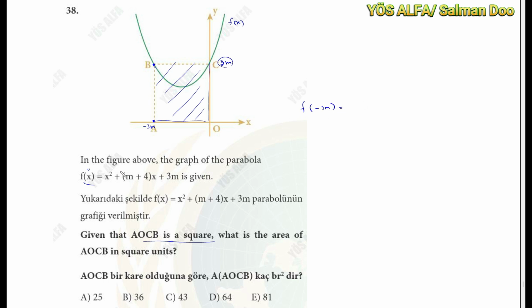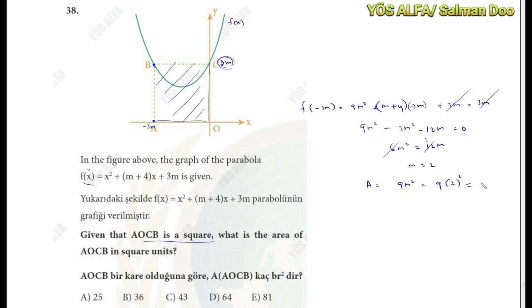So f of minus 3m is 9m squared plus (m plus 4) times negative 3m plus 3m is equal to 3m. So from here, this and that cancel out each other. We have 9m squared minus 3m squared minus 12m is equal to 0. 6m squared is equal to 12m. From here, m is equal to 2. So the area is 3m times 3m, which is 9m squared. Since we know m is equal to 2, the answer is going to be 36.